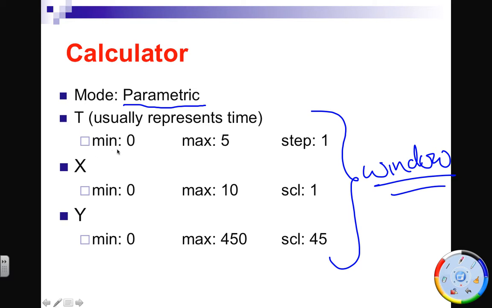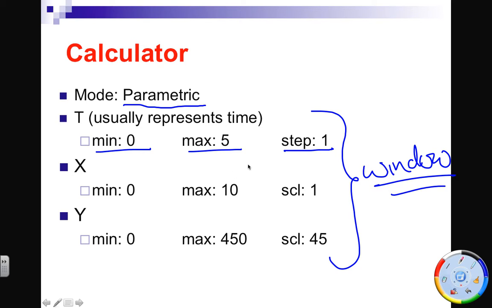What this is saying is I'm going to start at 0 seconds, I'm going to go to 5 seconds, and I want it to take a calculation at every second. So if you could figure out the height at every single second, you could create the points for this graph. And then x, remember x really doesn't matter, but since I used x equals 2.5, I need 2.5 in there somewhere. So 0 to 10 is fine with a scale of 1.